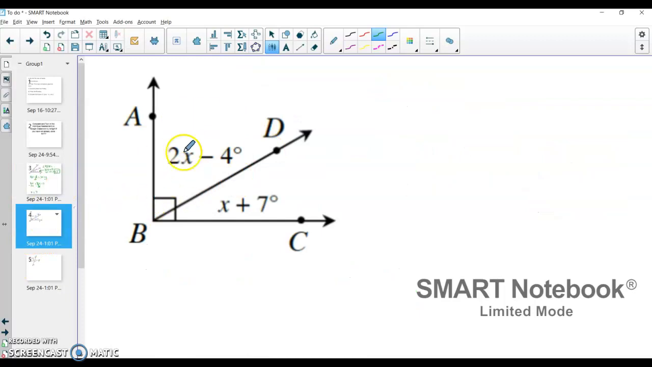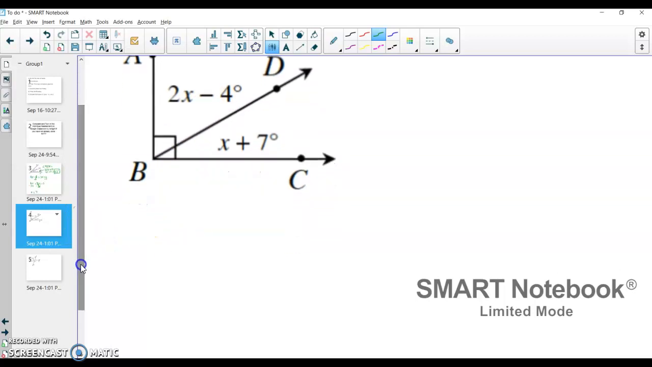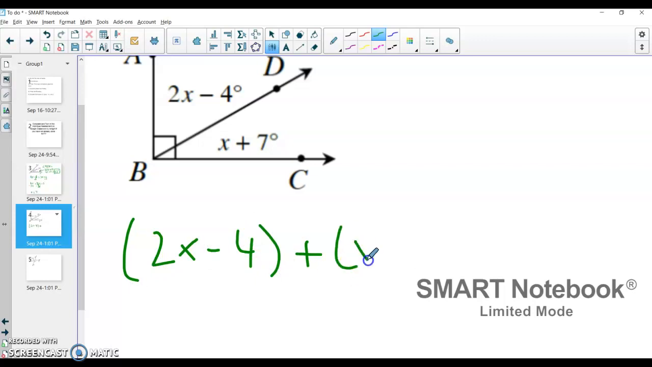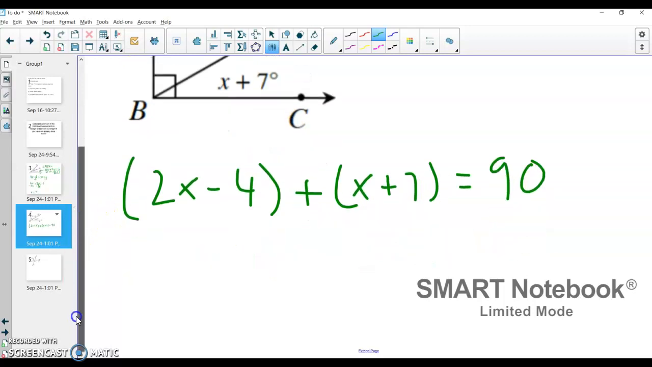Here, it's a little different. These two angles are not equal to each other, so we can't set the equations equal to each other. What we have here are complementary angles. Complementary angles are two angles that add up to 90 degrees, and we know that's complementary because of that 90-degree marking right there. So instead of setting them equal to each other, we take 2x minus 4, add it to the other angle, which is x plus 7, and set it equal to 90 degrees. Then we work this out algebraically to solve for x.